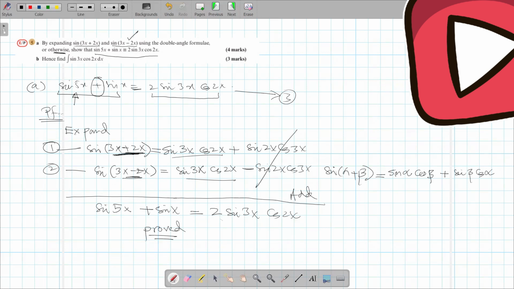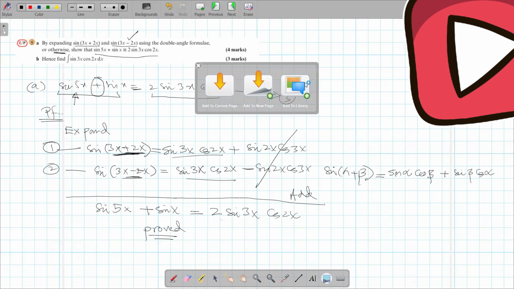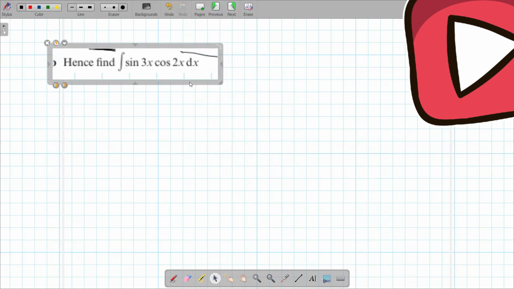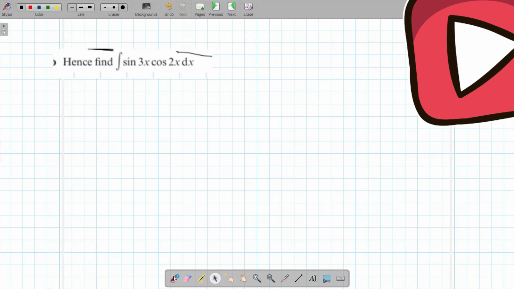We have to find this integral. Whenever you get this type of integral, where there is a product of sine and cosine with different arguments, not the same argument... If it was 3x here and 3x here, it would be done with a different method, and that is easy. For example, if we have sine 3x and cos 3x, then what will you do?